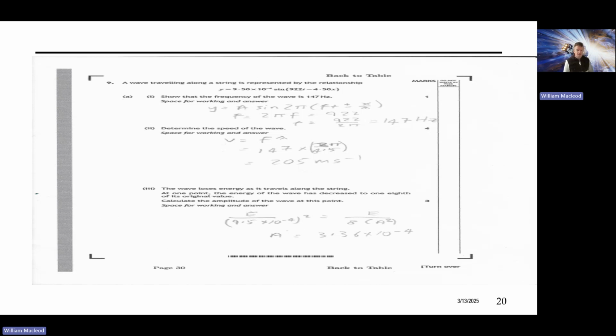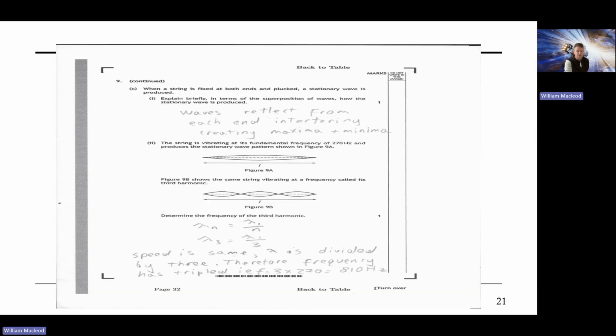per second. Now, the next question, the wave loses energy as it travels along the string. At one point, the energy of the wave has decreased to 1/8 of its original value. Calculate the amplitude. Well, if the energy has decreased to 1/8 of its original value, you use the relationship that energy is proportional to amplitude squared. And if you know it went to 1/8 of it, you can then work out from the original amplitude what the amplitude is now, which is 3.36 times 10 to the minus 4.